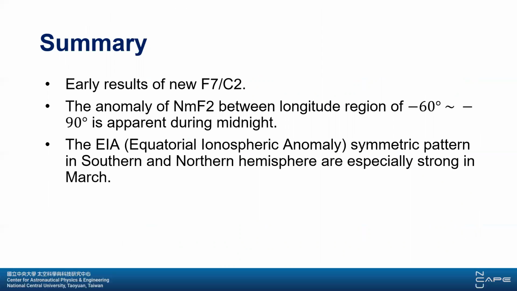The anomaly of NmF2 between longitude region of -60 degree to -90 degree is apparent during midnight 24-hour local time, and the EIA equatorial ionospheric anomaly symmetric pattern is very strong in March and can be clearly seen from the data.